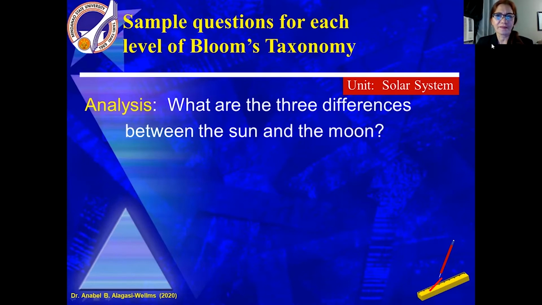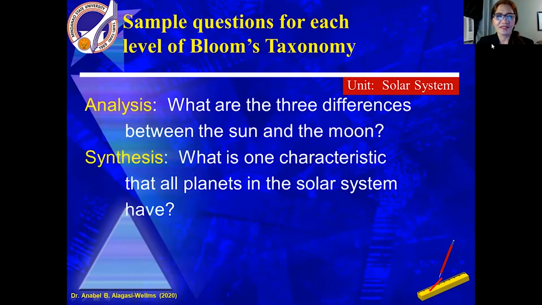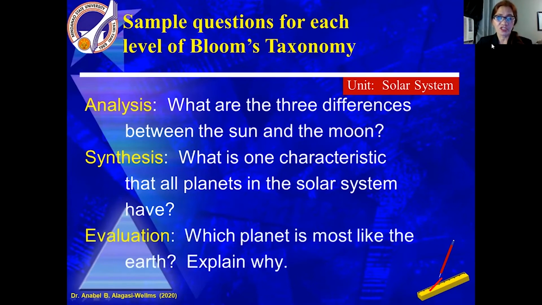And then, okay, so let's proceed to the higher level questions. The analysis question for the topic solar system. What are the 3 differences between the sun and the moon? So you're going to analyze. You have to chop down into smaller pieces the topic on solar system. And then for the synthesis question, what is one characteristic that all planets in the solar system have? So if you look at this, you're going to synthesize from specific to general. So you give one characteristic. So you have to study each characteristic and then summarize it into one. And then evaluation question, which planet is most like the Earth? Explain why. These three are examples of higher level questions in the topic solar system.